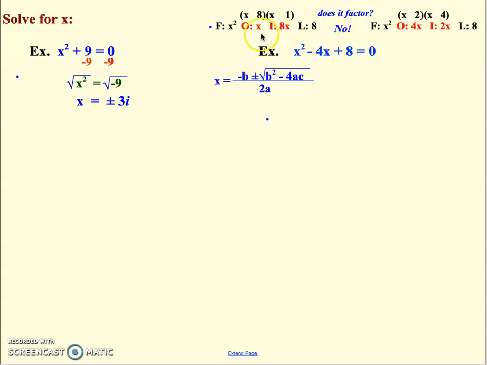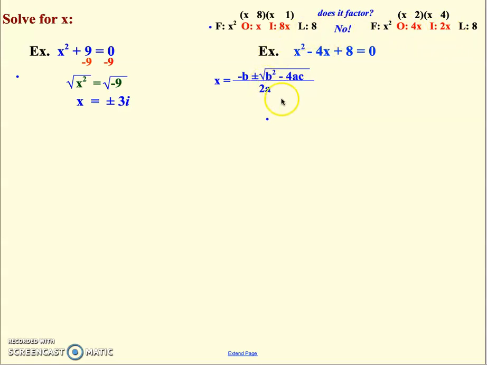And I checked the inside outside to see if I can get that middle term. This would give me a 1 and 8, so there's no combination of 8 and a 1 that would produce 4, so that's out. Here's 2 and 4, and if I do my outside inside, I got 4x and 2x. There's no combination I can put those two together and produce that. So it's a no, and that means quadratic formula.